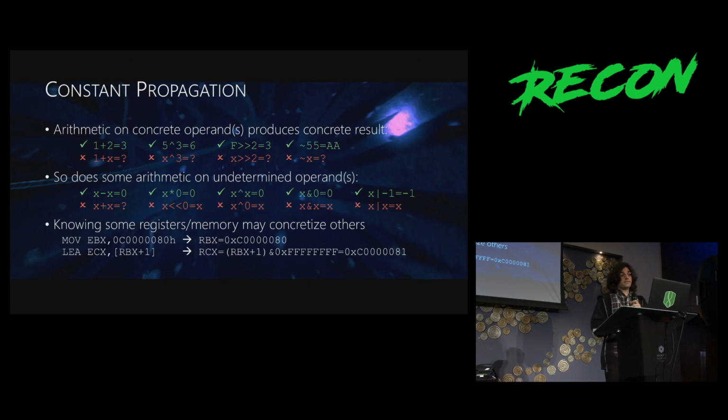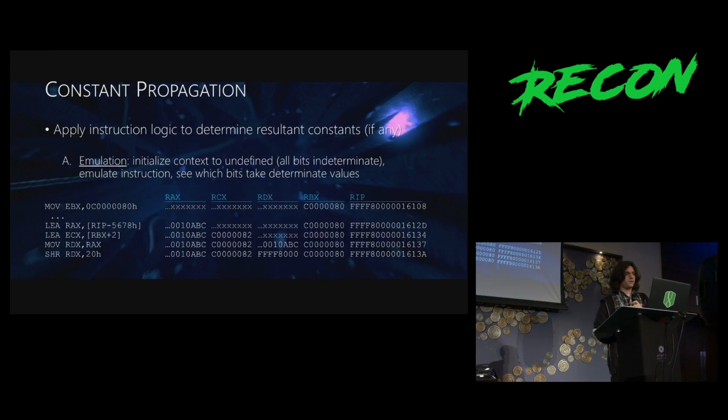And by virtue of knowing some registers, we may be able to be more confident about others. So we look at the first instruction, we know C80, and we know RCX is going to be the result of the thing we had before, which we now know, C80, plus 1, and we take the low 32, and then store that into ECX. So we apply this logic to the basic block in hand, and determine any results if we happen to know them.